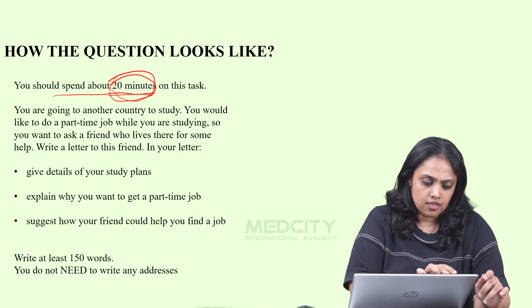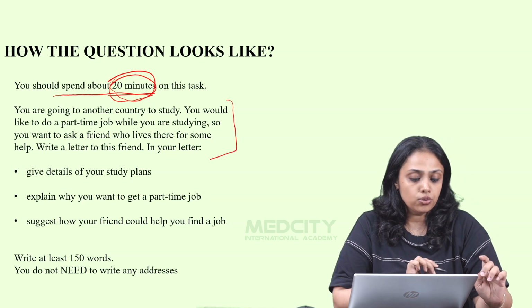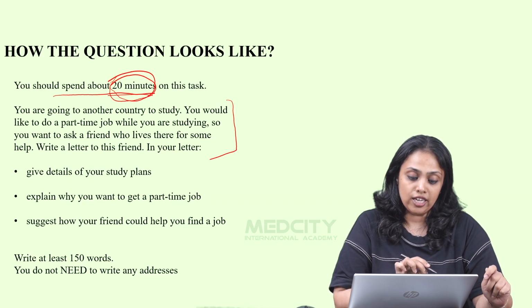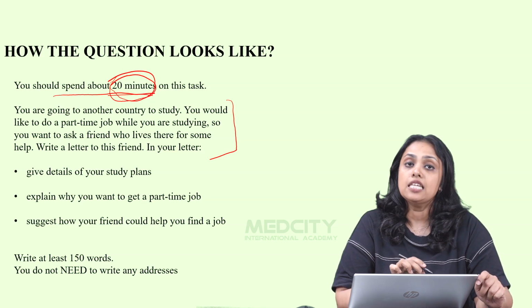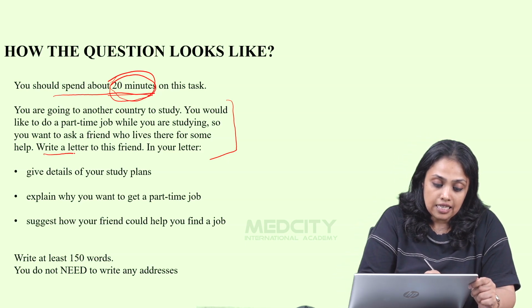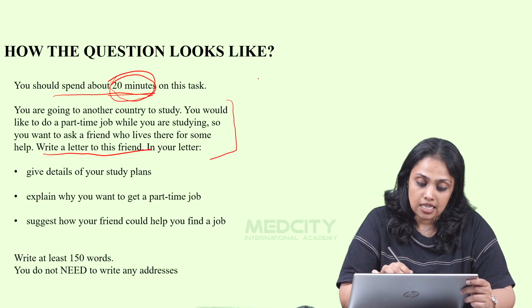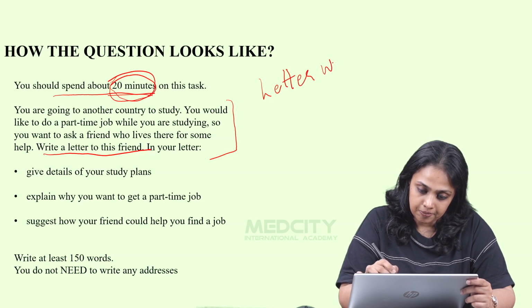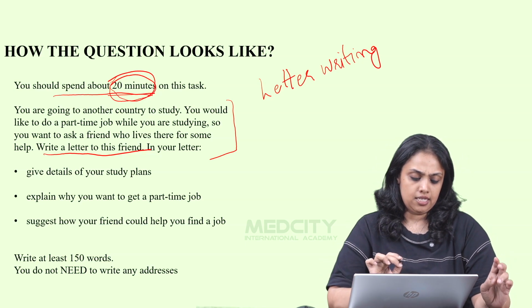Now we move on to the second part. What is given here? You are going to another country to study. You would like to do a part-time job while you're studying, so you want to ask a friend who lives there for some help. Write a letter to this friend. Write a letter to this friend, which means that your writing task 1 is letter writing. You have to do letter writing. And the time that you can use is approximately 20 minutes.